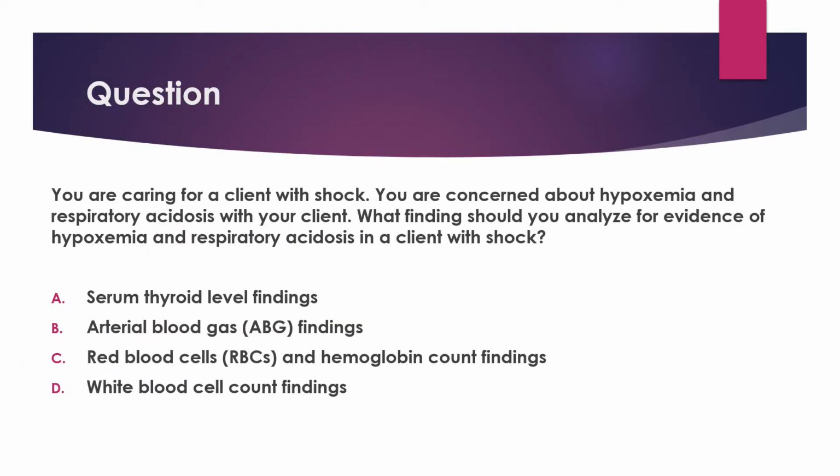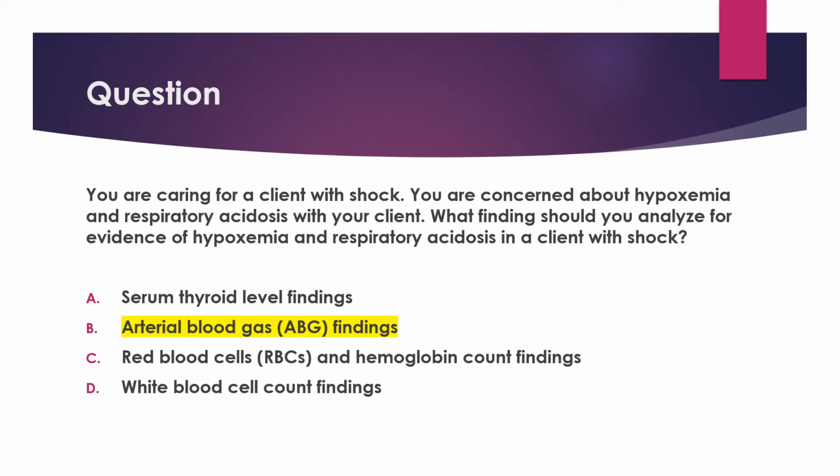So you're caring for a client with shock, and you're concerned about hypoxemia and respiratory acidosis with your client. What findings should you analyze for evidence of hypoxemia and respiratory acidosis in a client with shock? And it is your arterial blood gas findings.